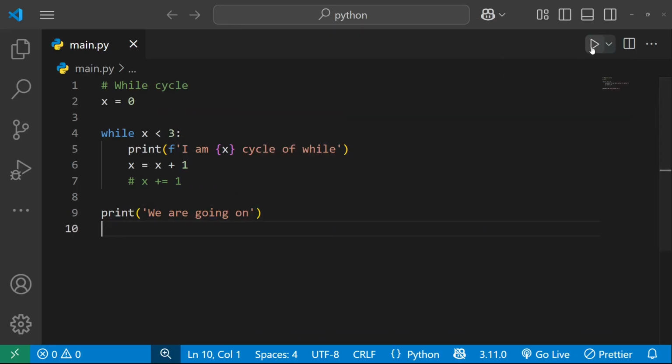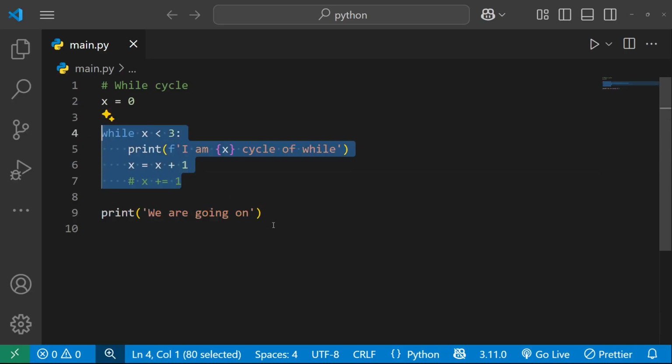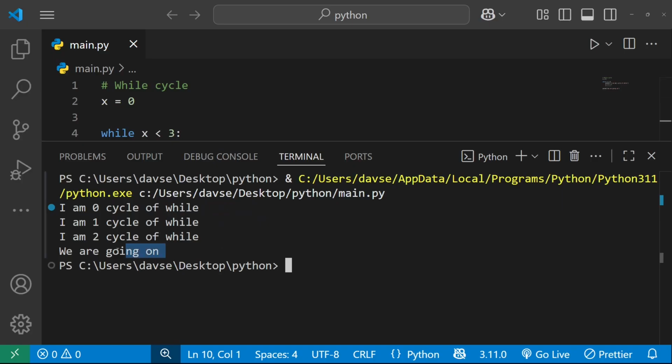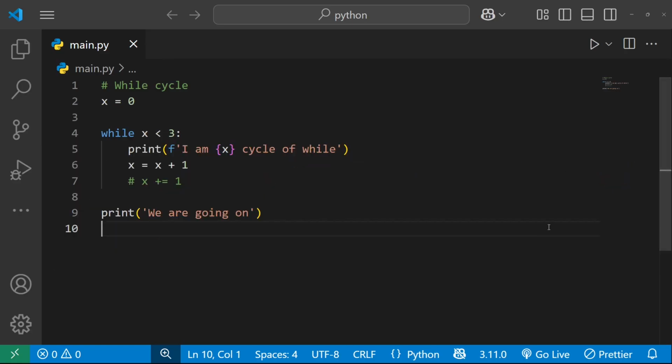And now if I run it, you can see that print isn't part of the while cycle. It's after the while cycle because it's not indented. It goes like this. So I will run it and you can see it: we are going on, and it's at the end and it's printed only once. I hope you understand.